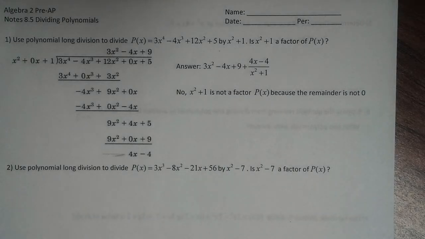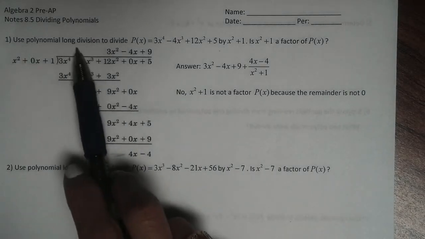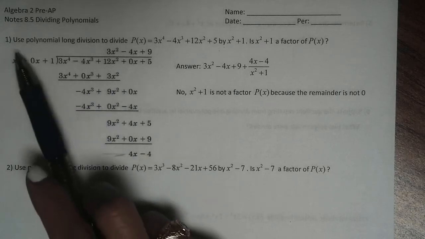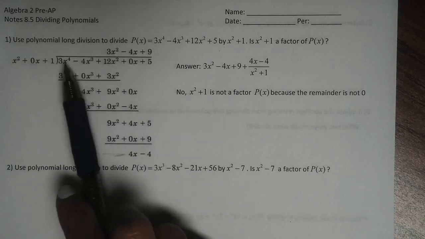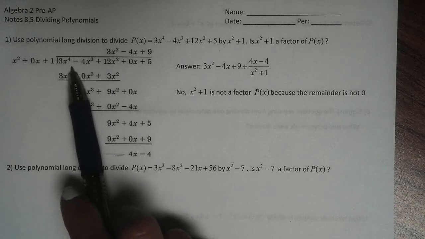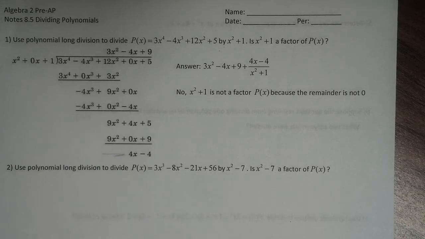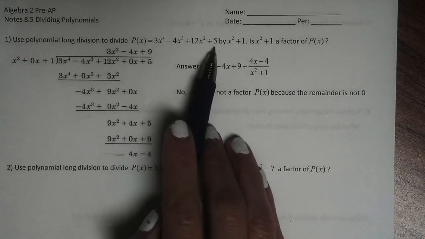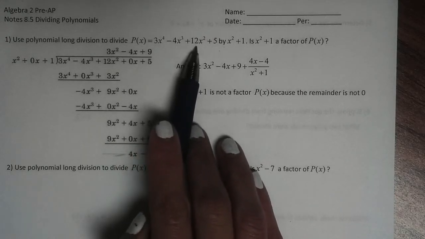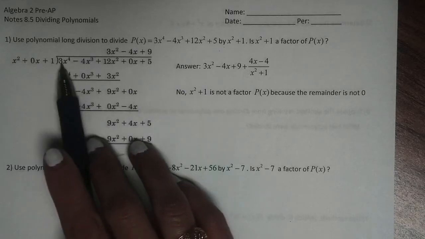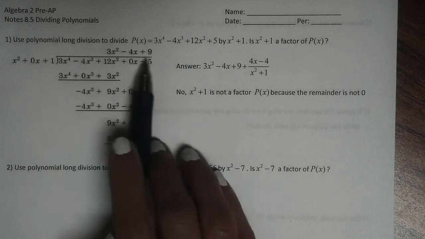One method of dividing polynomials is called long division. So example number 1 is already worked out here for you. It shows you how to do long division. So here are some things you definitely need to know. This polynomial that is being divided, the 3x to the fourth minus 4x cubed plus 12x squared plus 5, will go in this little house-looking thingy.